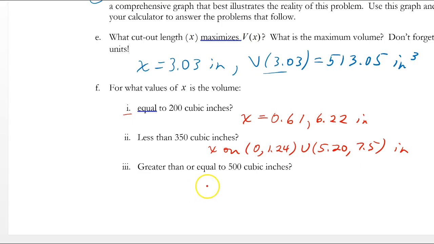So our final answer is to say that the volume is greater than or equal to 500 cubic inches when x is on the interval from 2.50 to 3.60. And here I'm assuming that the 2.50 is correct because I didn't see any additional decimals in my graphing software. So hopefully that is in fact correct. The process is correct. So we've answered all the questions to this box volume problem now.